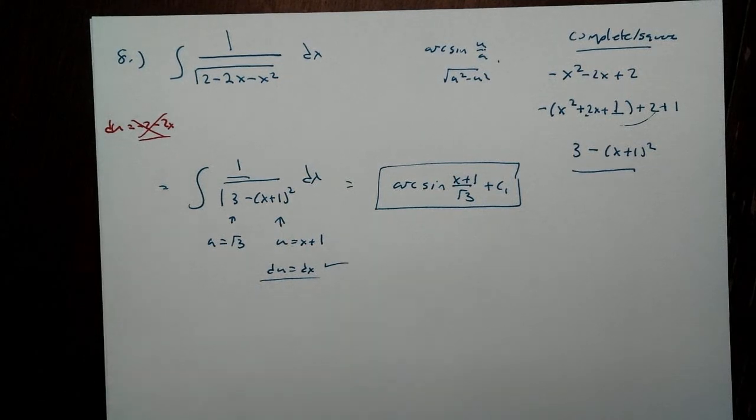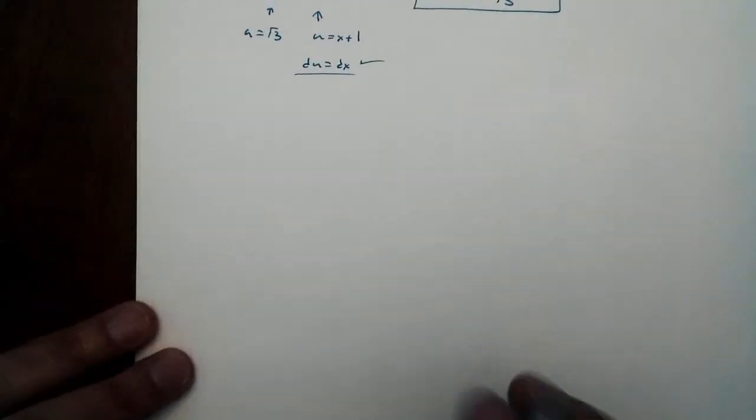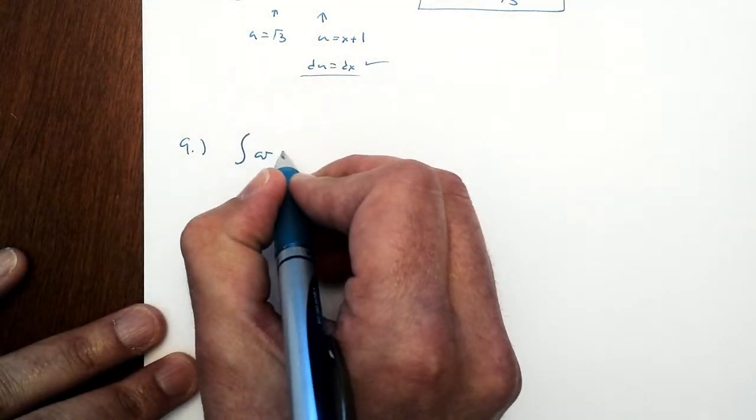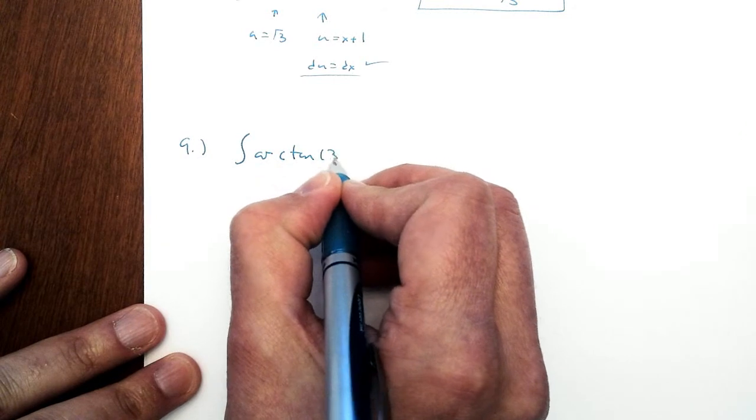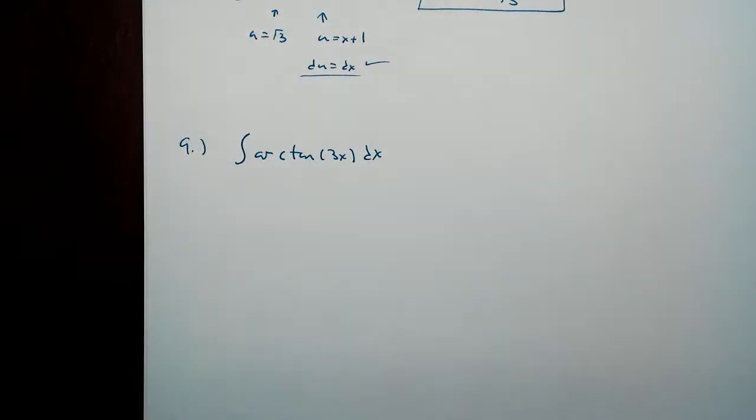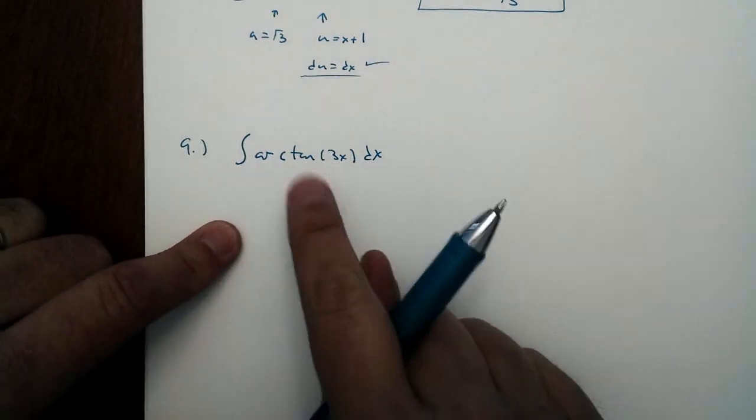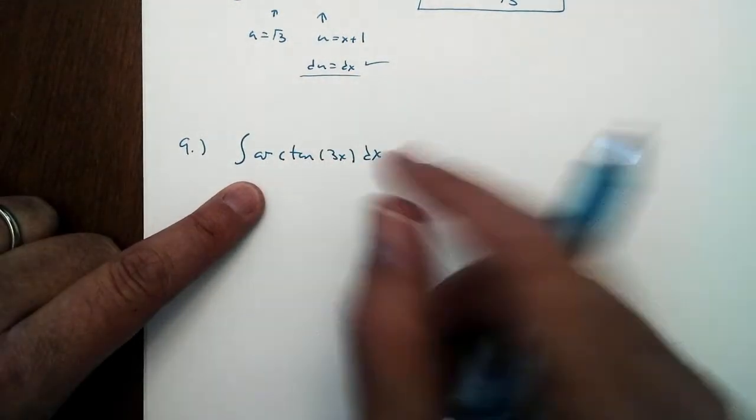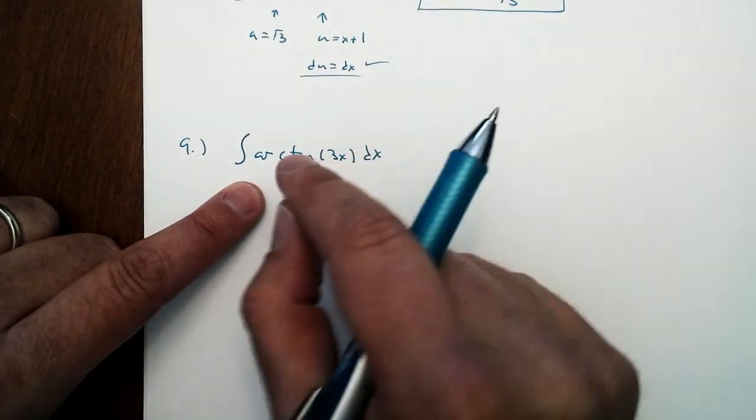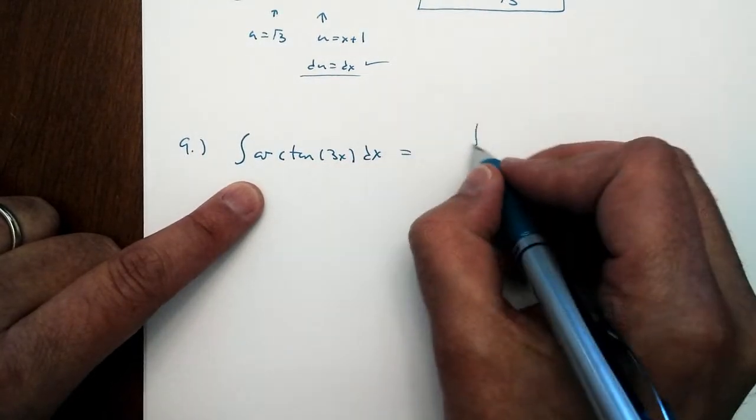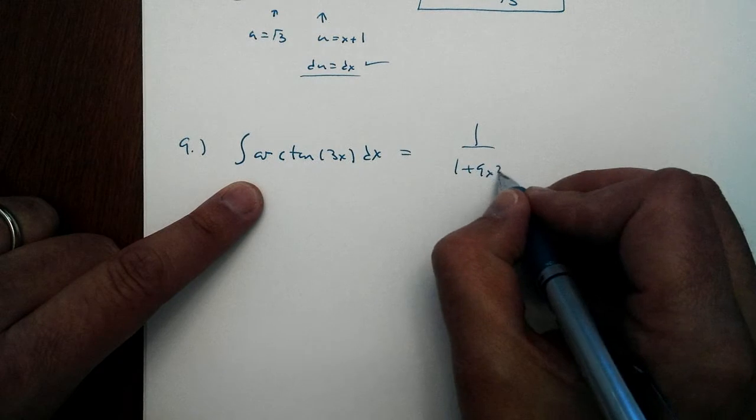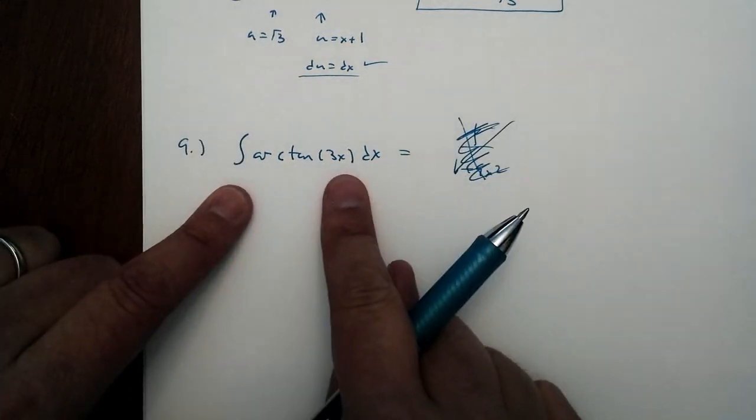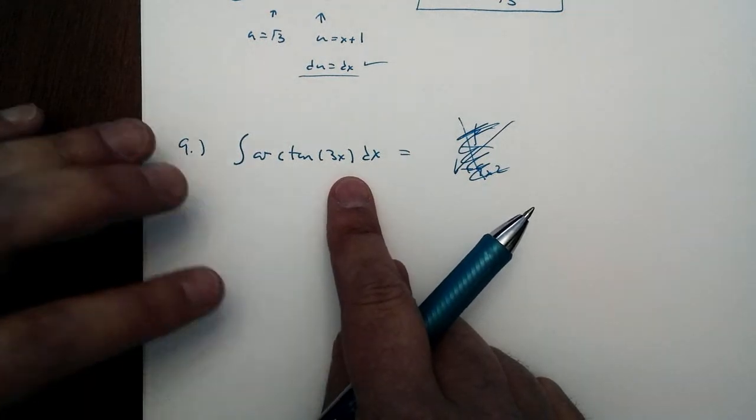And let's keep on going with this arc trig stuff. Number 9, although this is a little bit different one, you'll see: the integral of arc tangent of 3x dx. Now you have to be careful with arctangent. We don't know the antiderivative of arctangent. We know its derivative, but we don't know its antiderivative. Sometimes people say it's just 1 over 1 plus 9x squared. No, that's the derivative. Scratch that out of your head. We don't know the antiderivative.